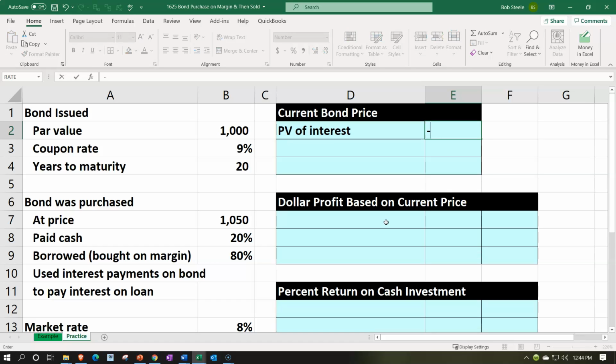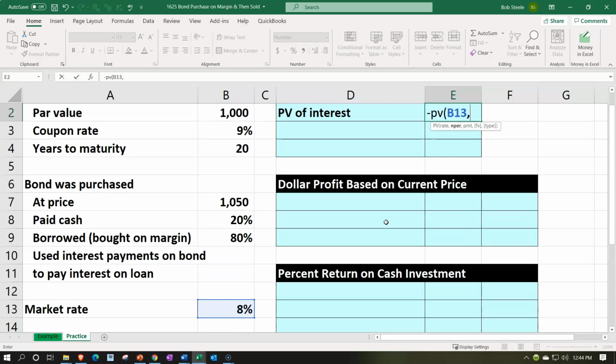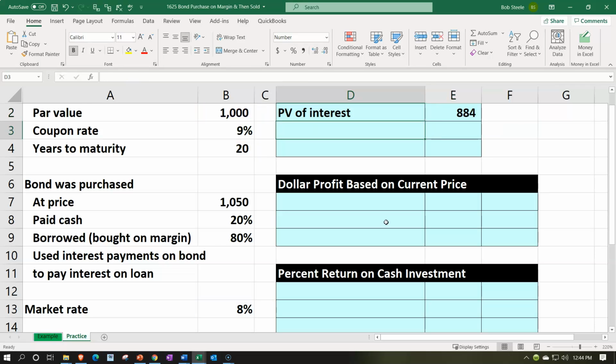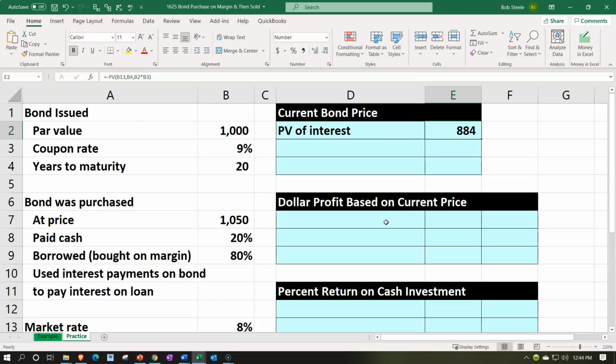So this is going to be negative present value, shift 9. The rate is the market rate, which we're now saying is the 8%, comma. Number of periods is going to be 20 at this point. We're going to say comma, and then the interest payments are going to be the 1,000 times the coupon rate of the 9%. So that's going to be the value of the annuity. Let's add some decimals, numbers group, a couple decimals.